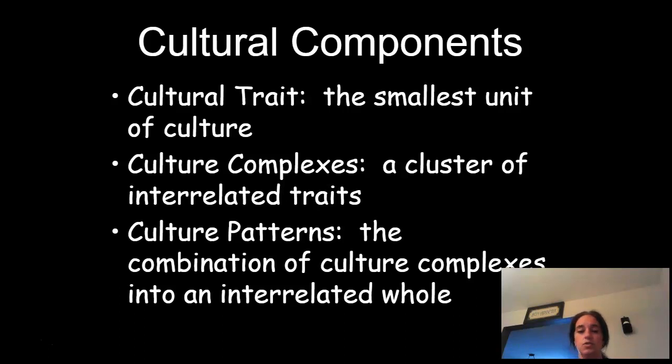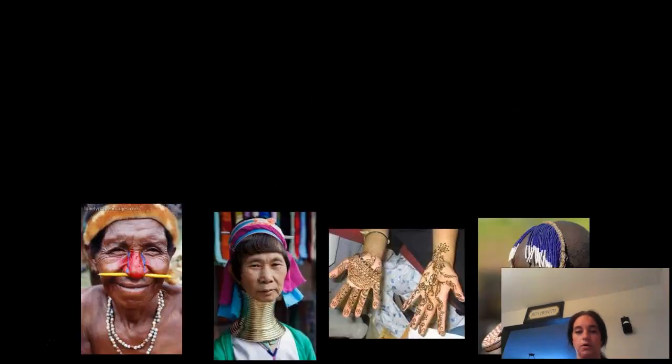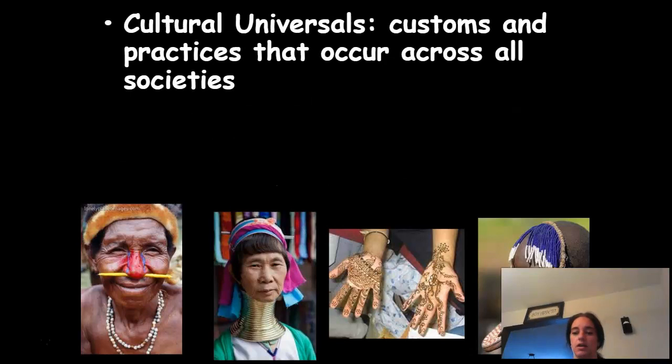Okay, so culture happens everywhere in the world, and there are some things that we see in every single culture, regardless of where they are in the world. These are called cultural universals. They're customs and practices that occur across all societies. Culture is the result of how people meet their needs. Some needs are so basic that all societies meet them. There have been over 65 cultural universals that have been identified.